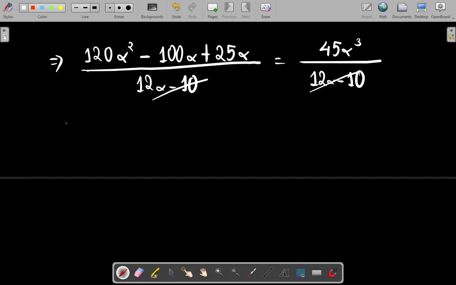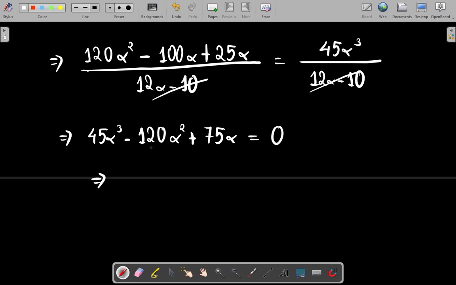Okay, so if this is true, we have the equation 45 alpha cube, and if I take this term to the other side, this becomes minus 120 alpha square, and this becomes minus 75 alpha. So if this goes to the other side, this becomes plus 75 alpha is equal to 0. Okay, so I am dividing both sides by what can be taken common. 15 alpha can be taken common. So on dividing by 15 alpha, this becomes 3 alpha square, and this becomes 8 alpha, and this becomes 5, I believe.